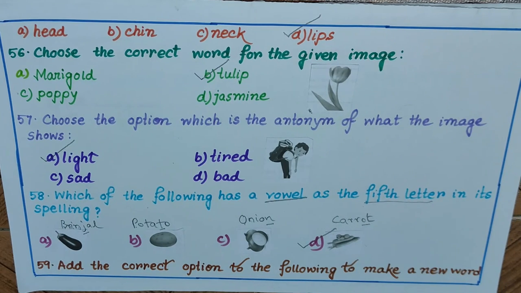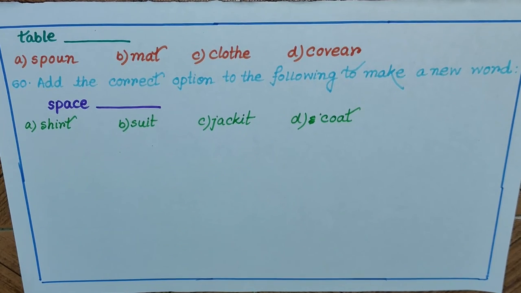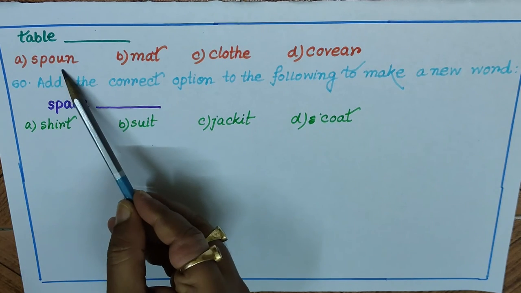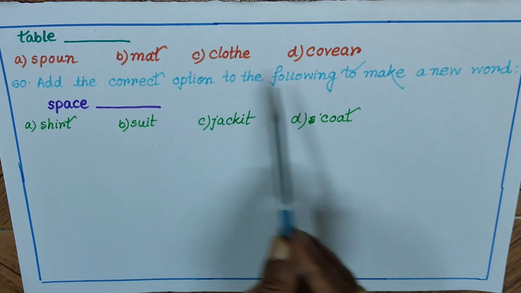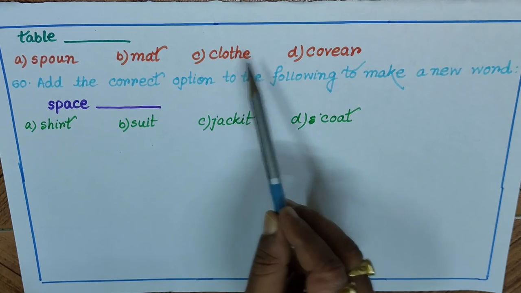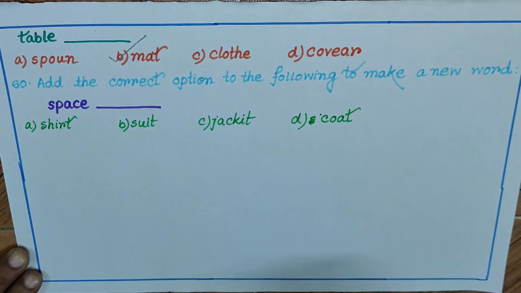Next, question 59. Add the correct option to the following to make a new word. And the options are on the next page. So, table. So, with table, spoon can go. But the spelling of spoon is wrong in A. Table mat, this is correct, but we have to see the other options also. Cloth spelling is wrong, so is cover spelling. So table mat is the right one. Answer B is the right choice for this question.